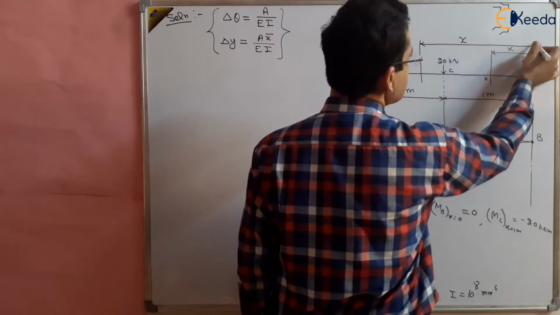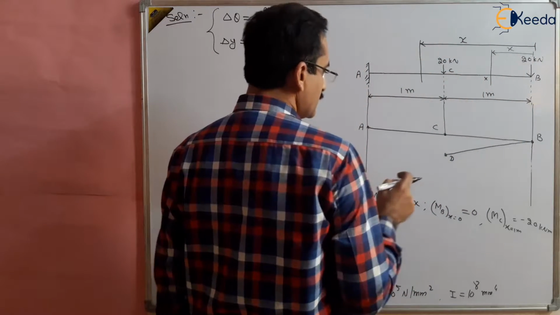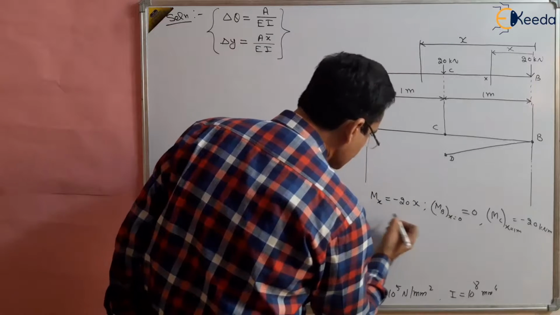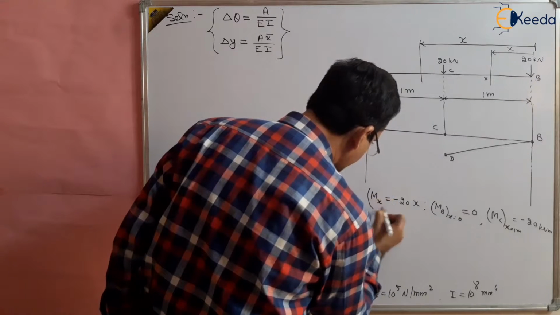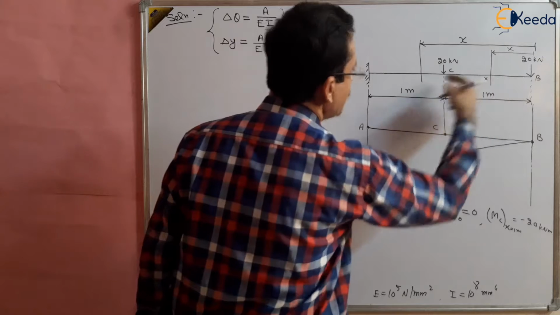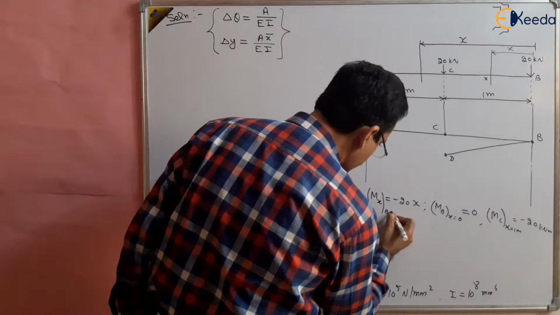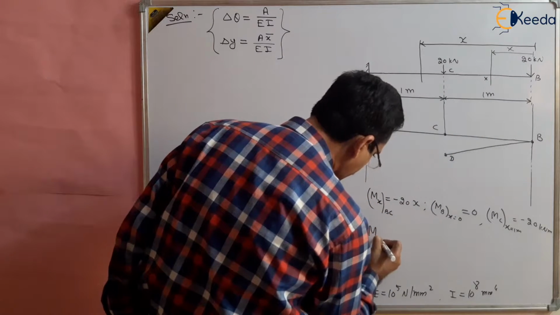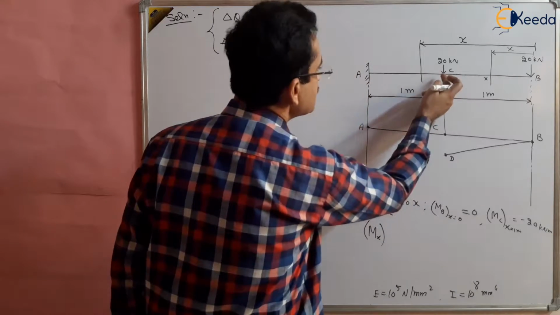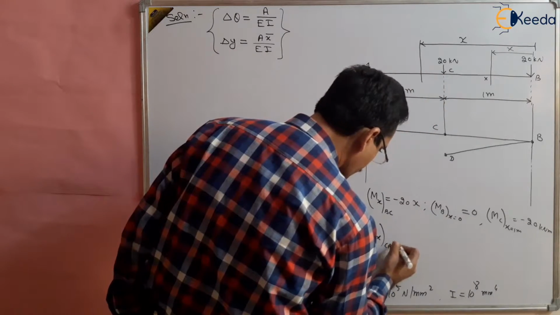This is the x distance taken between C to A. And what is mx now? This mx was valid between B to C. Now we are taking another x which is valid between C to A.